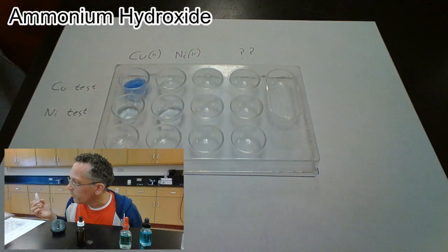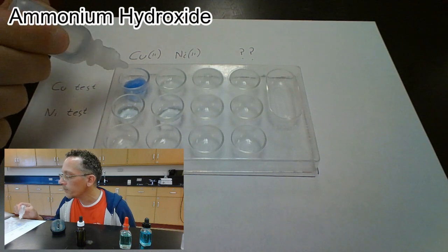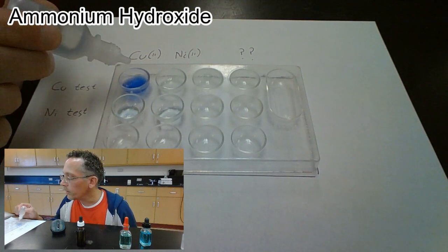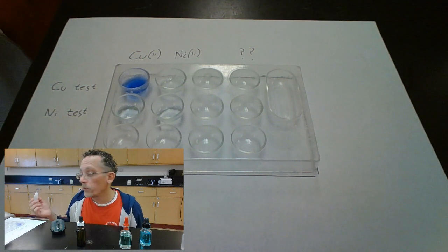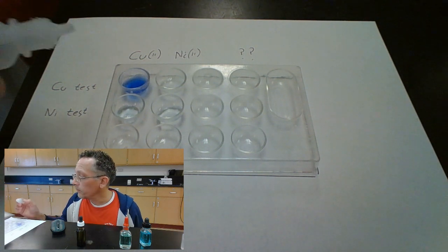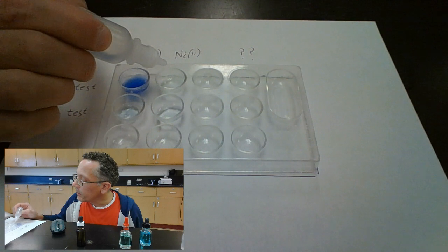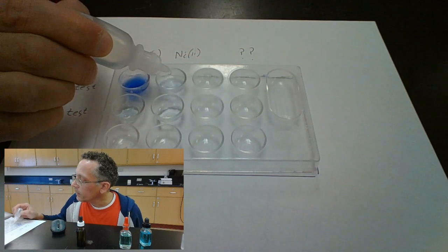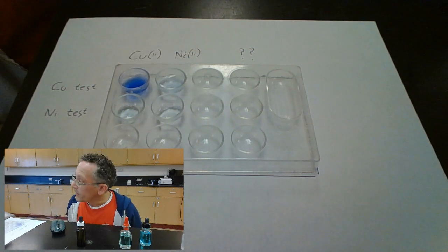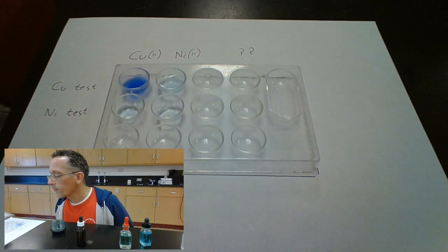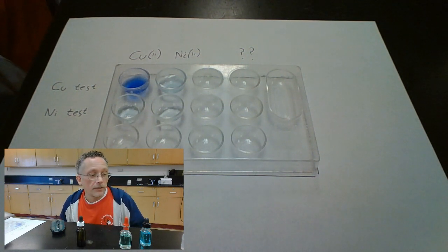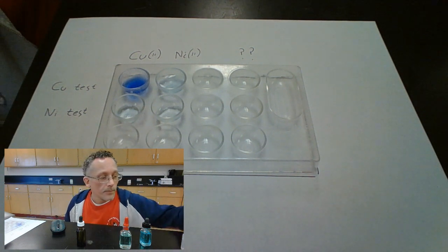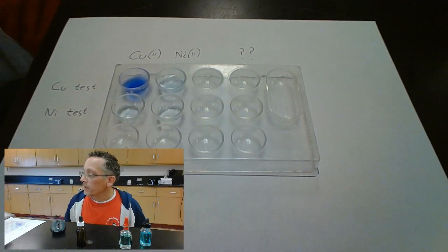Can you see we formed this deep blue, right? If I add more, it just gets deeper blue. But now let's look what happens when we do it to the nickel compound. So we do it to the nickel compound right here. Doesn't look like a whole lot's happening there, which is exactly what we suspect. The nickel compound doesn't contain copper. All right, let's do the nickel test to those 2.